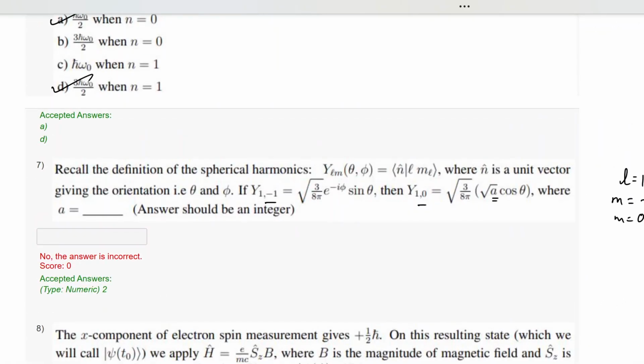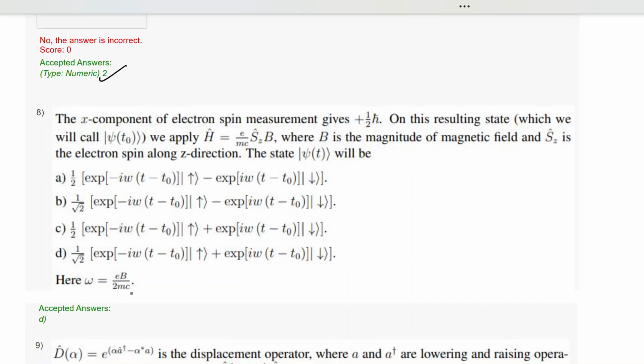So our answer is this: root over a is actually root over 2, so a equal to 2 is the answer. Now question 8: the x component of the electron spin measurement gives plus half h cut. On this resulting state, which we call psi t naught, we apply the Hamiltonian as this, where v is the magnitude, z is the electron spin, then the state psi t will be what?